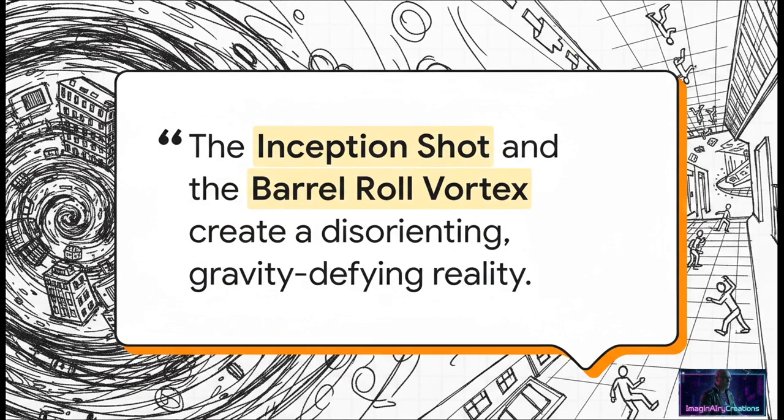And if you want to get really crazy, you can try prompts like the Inception shot, that hallway fight scene, or a barrel roll vortex. These commands basically tell the AI to just throw the laws of physics right out the window. You get these surreal, disorienting visuals that are just impossible to capture in real life.